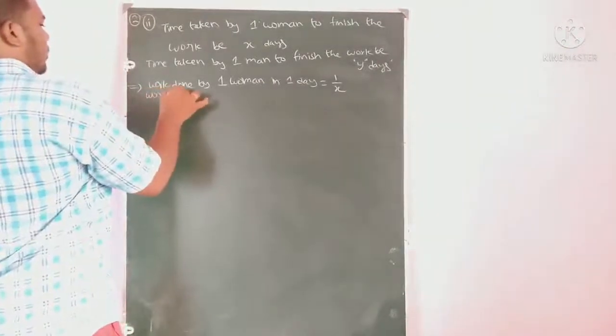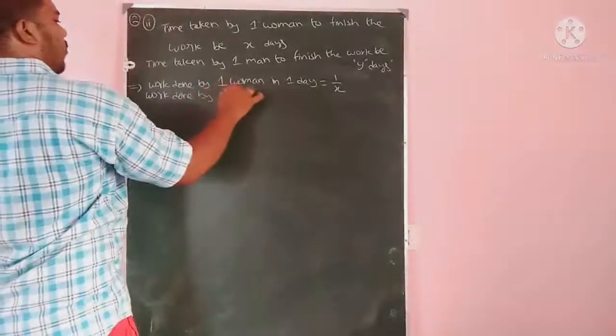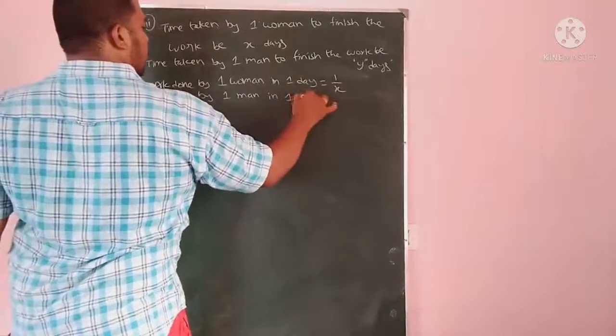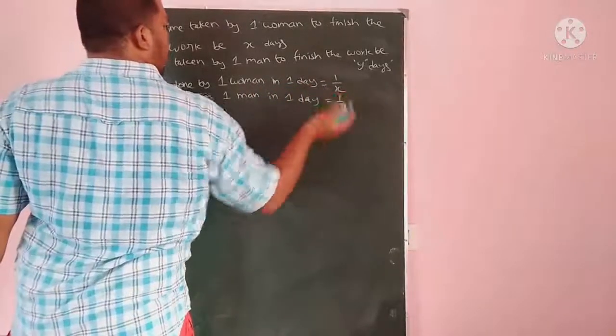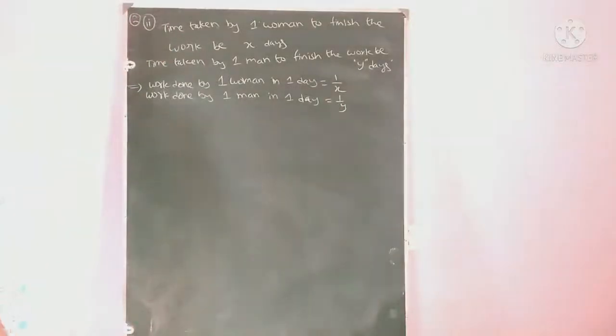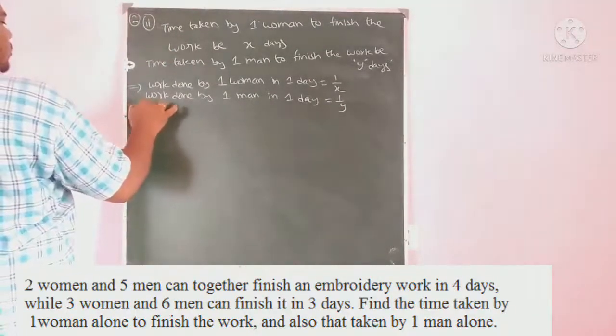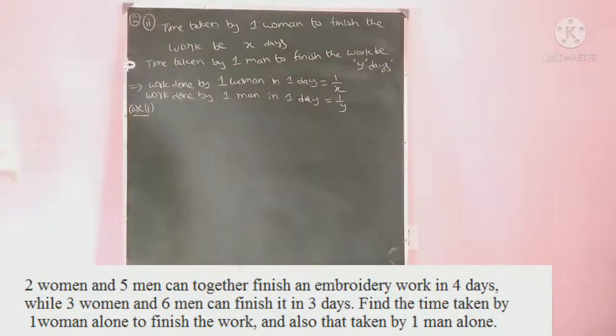So work done by 1 man in 1 day equals 1 by y, because the total it took y days. So now there are 2 cases. What is the first case? 2 women and 5 men can together finish an embroidery work in 4 days. So if they work together, they finish the work in 4 days. That means here they are also dividing the work in 4 days.